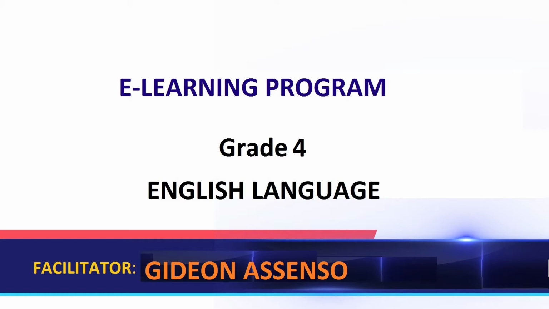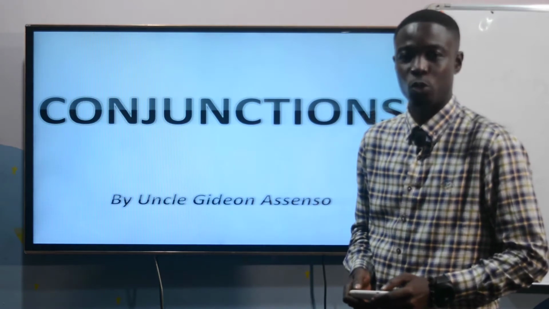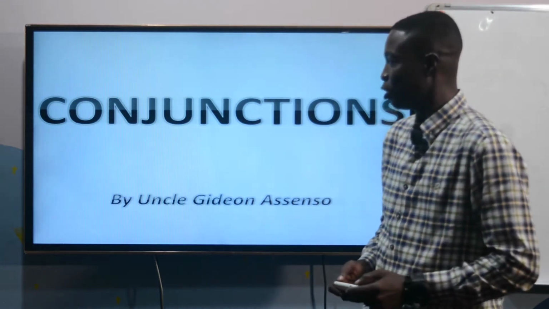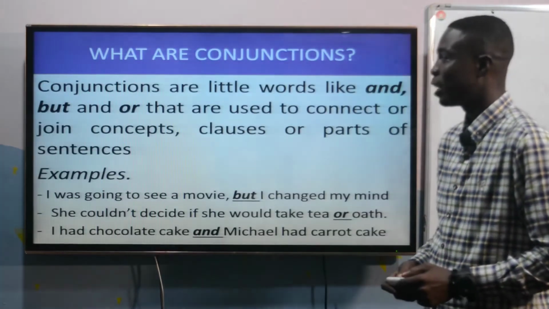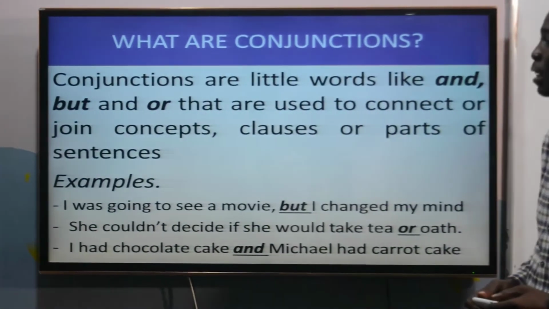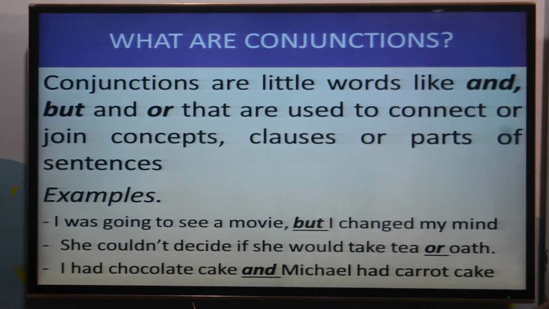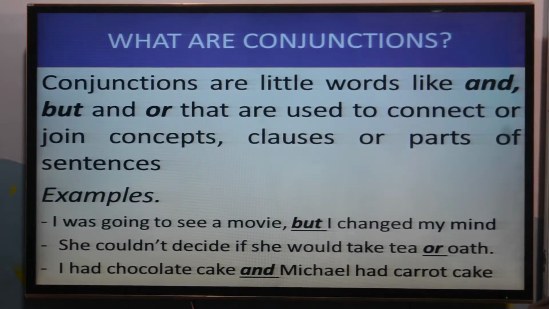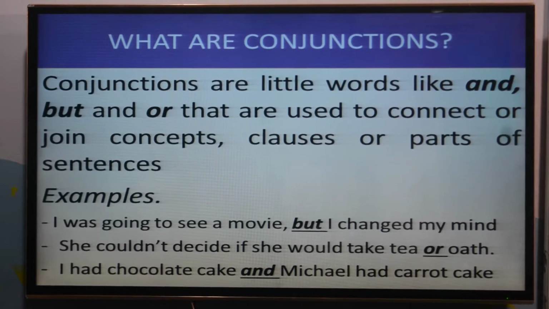Today we are moving on to conjunctions as a new topic for this 5th episode. All right, so what at all is conjunctions? Conjunctions are little words like and, but, and or that are used to connect or join concepts, clauses, or parts of sentences.